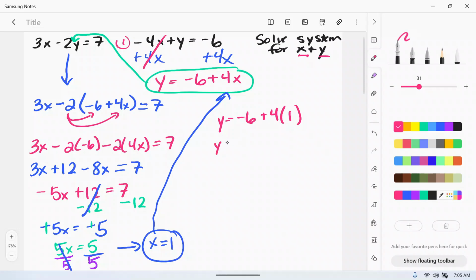So I'm going to simplify that down. y is equal to -6. 4 times 1 is 4. -6 plus 4 is just a -2. So my solution is x equals 1 and y equals -2.